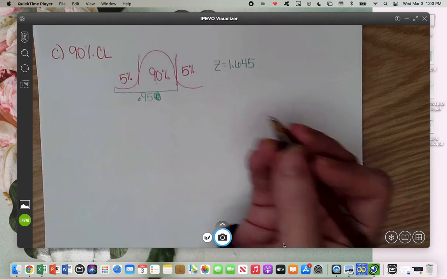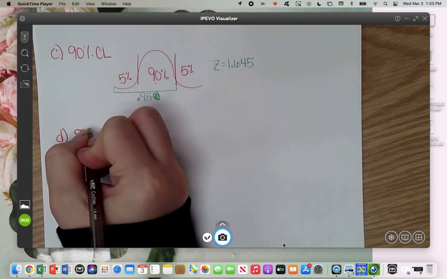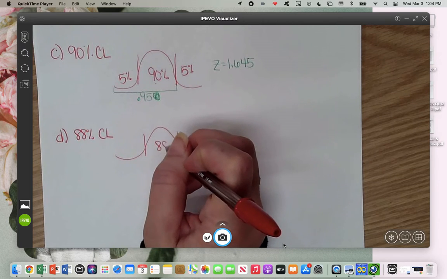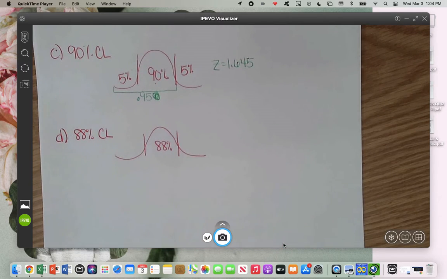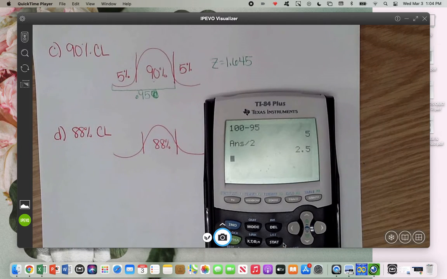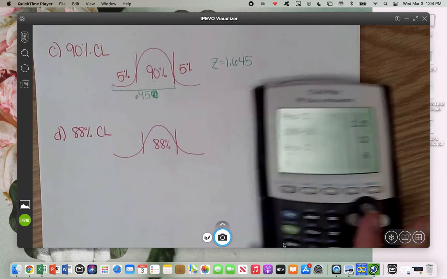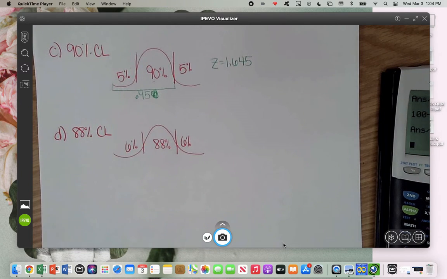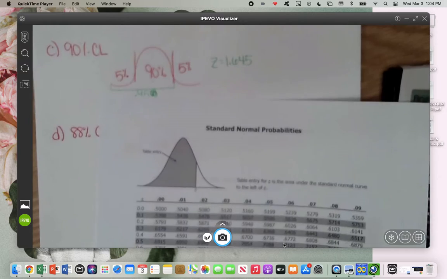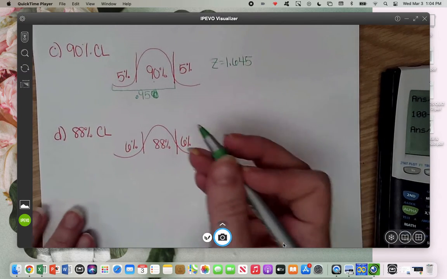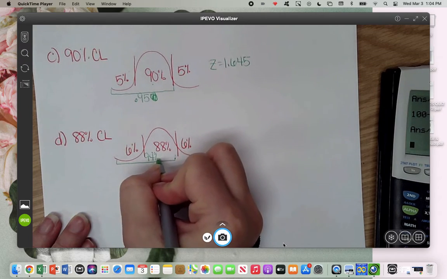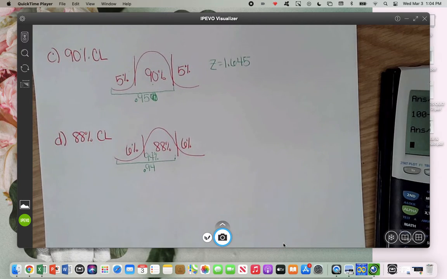Now the last one I want to do is an 88% confidence level. So that means we're talking the middle of the range is 88. And so to find out the missing pieces, we subtract out that 88. That means the tails have to add up to 12. Divide that by 2, it means each side is 6. So this one is 6%, this one is 6%. We only want the left tail on the chart. Just remember, look at that picture. The left tail is the only one that's included. So we add those up, 6 plus 88 is 94%, so we are looking for a 0.94 on the chart.